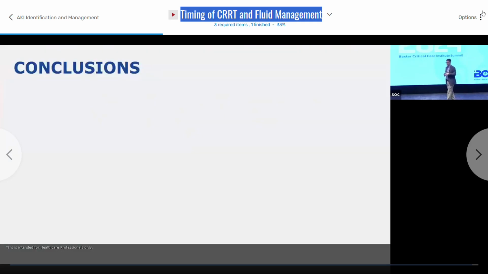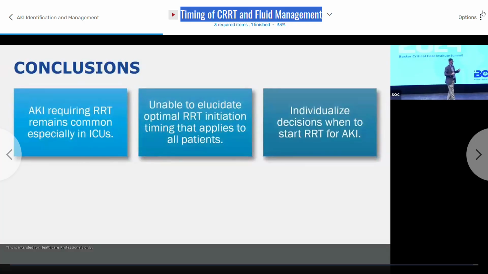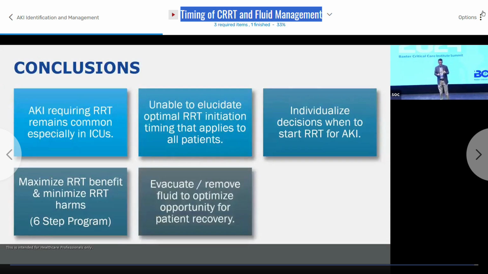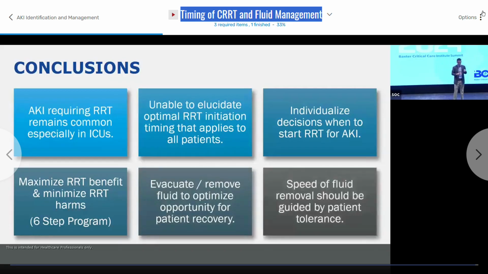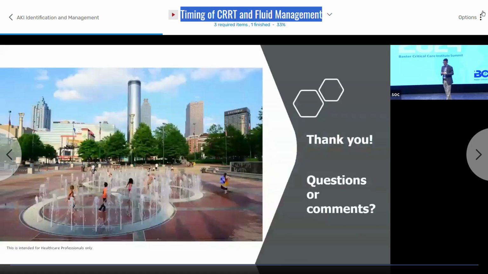Okay? So in conclusion and summary, AKI is common, and we're unable to tell you the exact timing when to start. You need to individualize the decisions to start, maximize the benefit, and minimize the harm. Think of your 6-step program. Evacuate and remove fluid as the patient recovers, and speed of fluid removal should be guided by the patient's tolerance. And please, please, please, these patients need to follow with an outpatient nephrologist. We are not good at this. If they end up on dialysis in the ICU, they need to see a nephrologist. Okay?